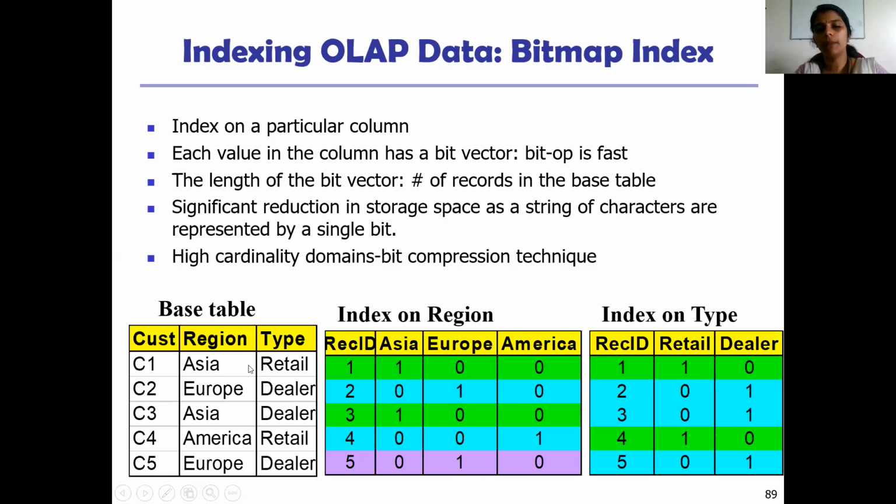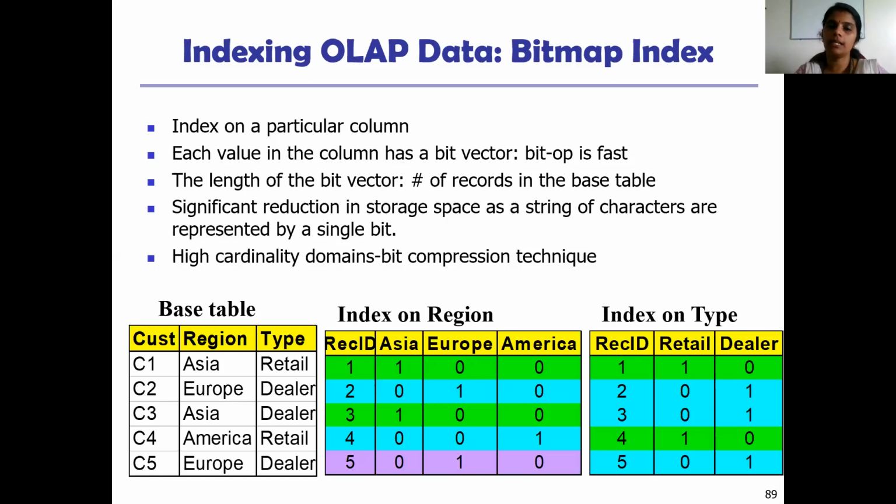Okay, so there will be a significant reduction of storage space, especially when there are repeated values for each column. There are multiple records having the same value for region. There are multiple records having the same value for type. In that case, bitmap indexing will be advantageous. So this is bitmap indexing.